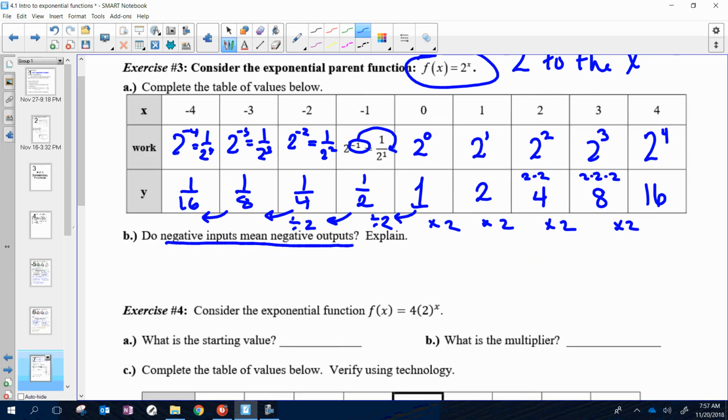Do negative inputs give negative outputs? No. For example, 2 to the -3 meant 1 over 2 cubed. It makes a fraction.